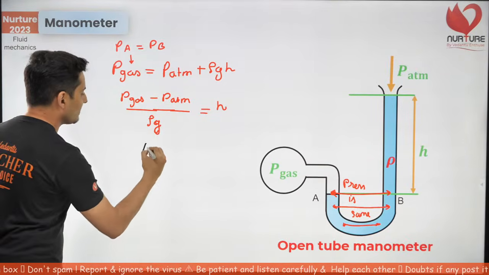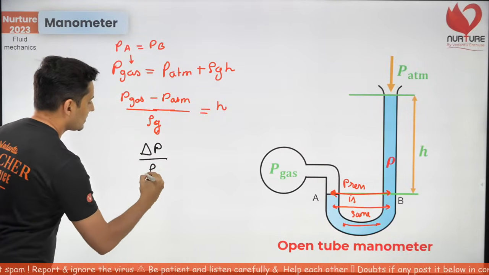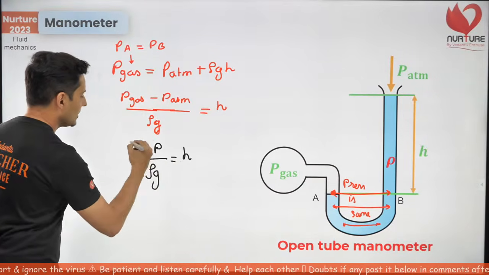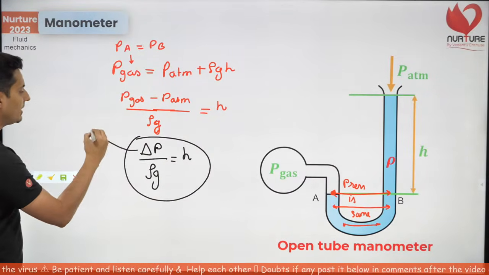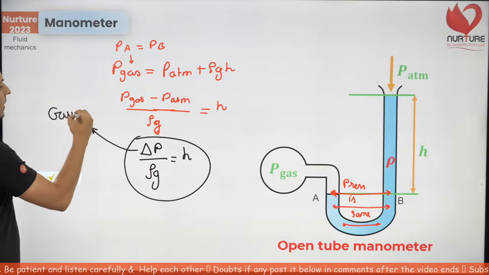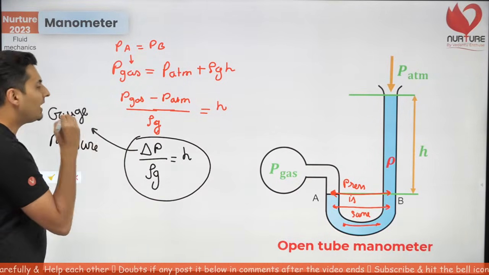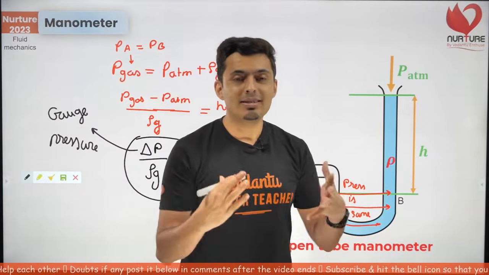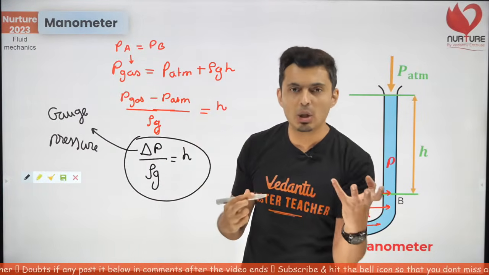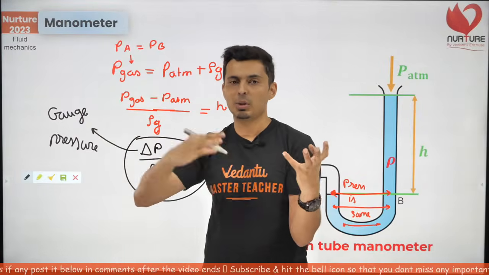What is this? This is nothing but delta P. This is rho g and this is h. This has a very interesting formula. This is called the gauge pressure. Gauge pressure tells you how much is the difference of the actual pressure as compared to the atmospheric pressure.